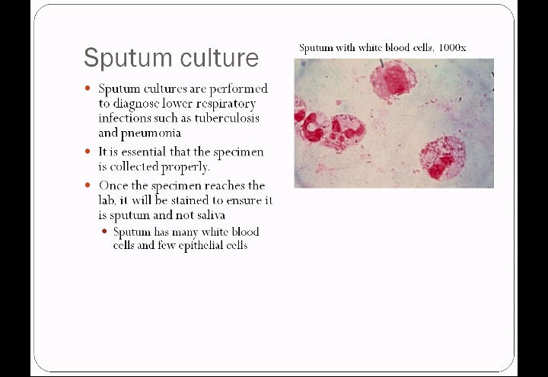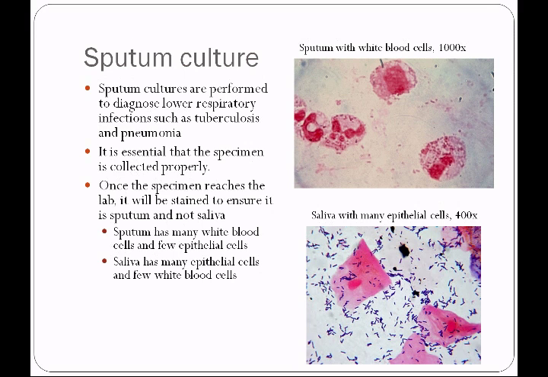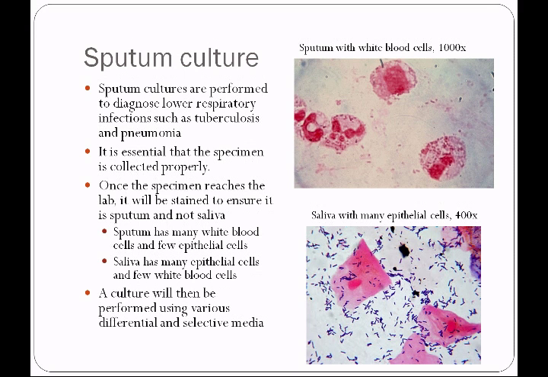Sputum has many white blood cells and few epithelial cells, whereas saliva has many epithelial cells and few white blood cells. A culture will then be performed using various differential and selective media to try to elucidate the pathogen that might be in the specimen.